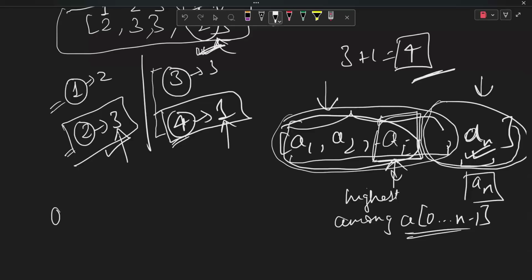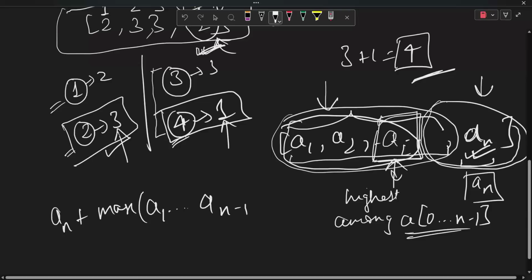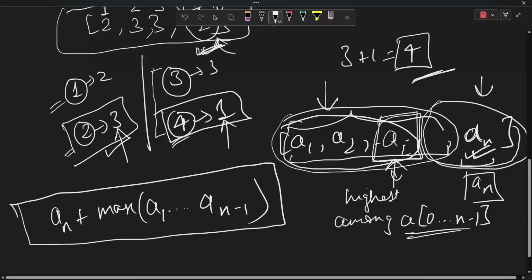So finally, our answer would be what? It would be AN plus the max among A1 to AN minus 1. This would be our final answer. Okay, is this clear? Any doubts in it?